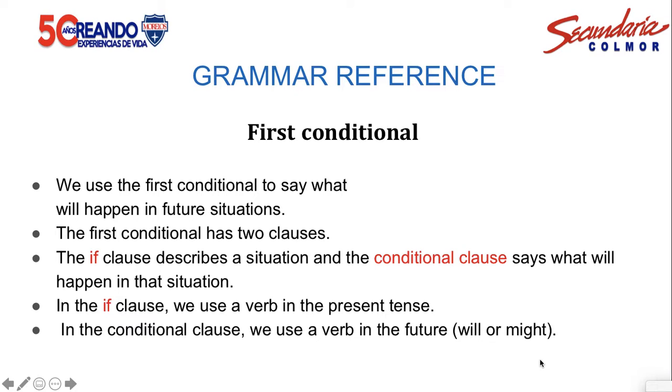We use the first conditional to say what will happen in future situations. The first conditional has two clauses. The if clause describes a situation and the conditional clause says what will happen in that situation. In the if clause, we use a verb in the present tense, and in the conditional clause, we use a verb in the future, that is will or might.